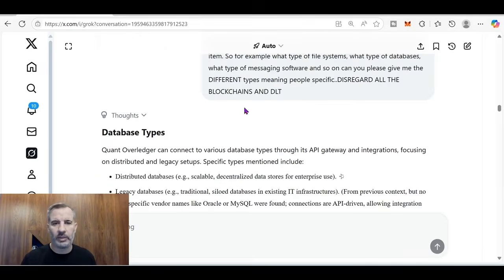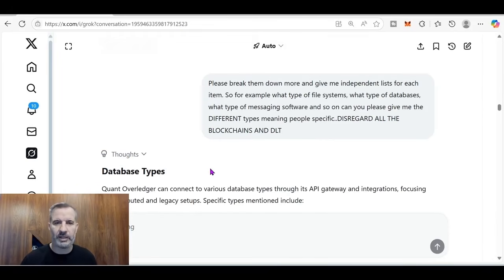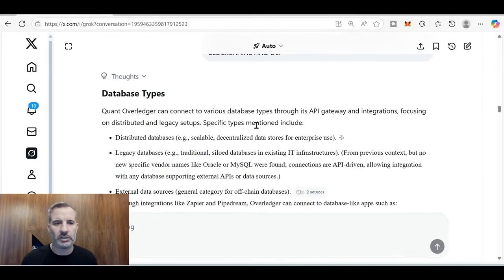So I asked Grok 3 to tell me the list of everything Quant connects, but I said don't bother telling me the blockchains because I know Quant connects all blockchains. Just tell me all the legacy systems and all the different types of systems that Quant connects aside from the blockchains. Just give me everything else. So this is the list of what it connects.